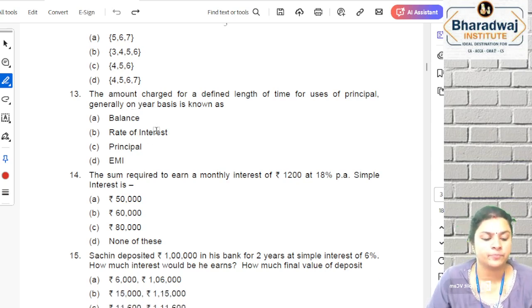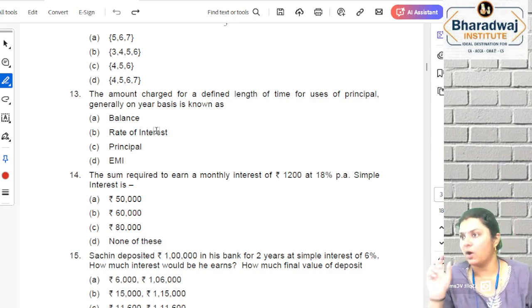Next, the amount charged for a defined length of time for use of principal, generally on a yearly basis, is interest. Ideally it is interest, but since the option is not there, we can use rate of interest.